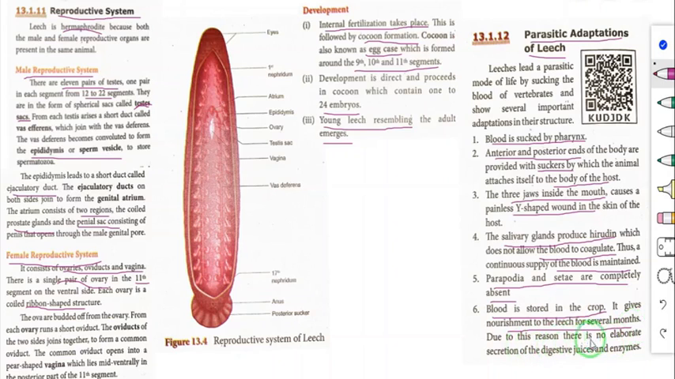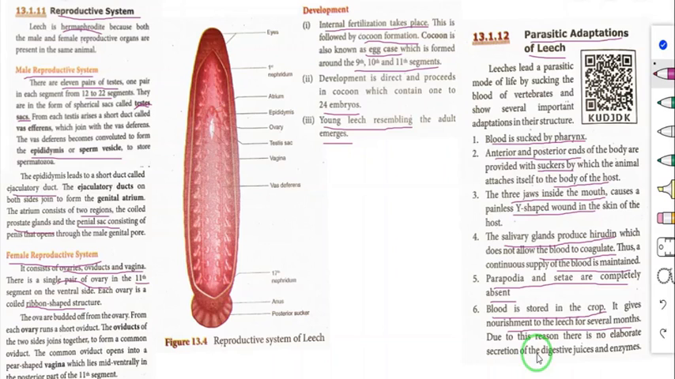Due to this reason, there is no elaborate secretion of digestive juices and enzymes. Why? The blood is stored in the crop, so it can get nourishment for several months. So there is no well developed secretion of digestive juices or enzymes.